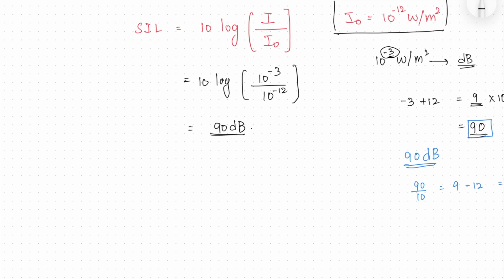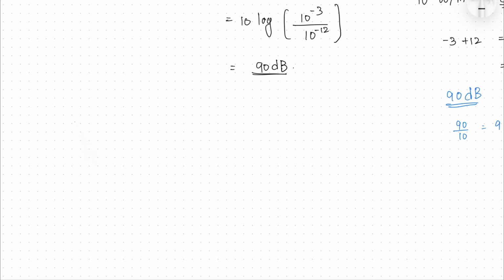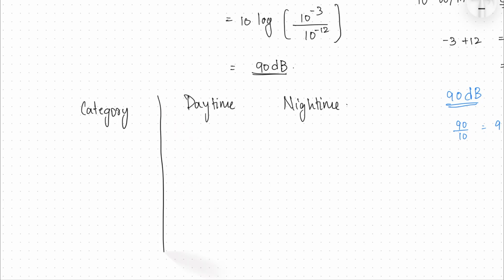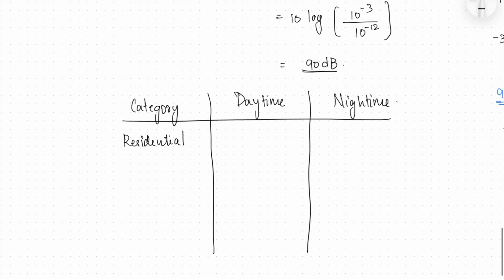Now I talked about the sound intensity level formula, and we'll see the sound level range for a few categories, daytime and nighttime. In a residential area, in daytime the sound intensity level can be up to 55 decibels, and at nighttime 45 decibels.